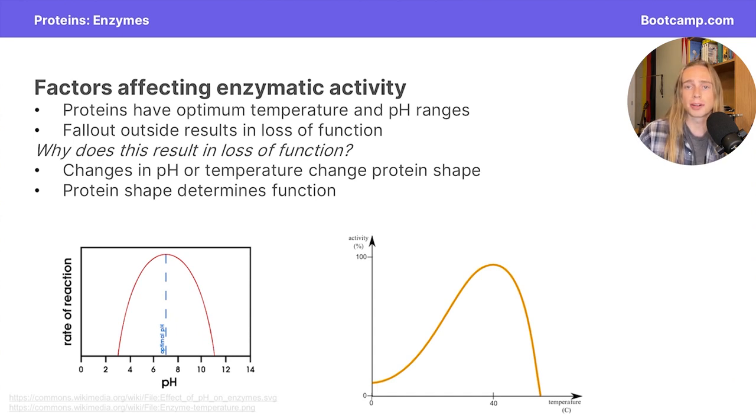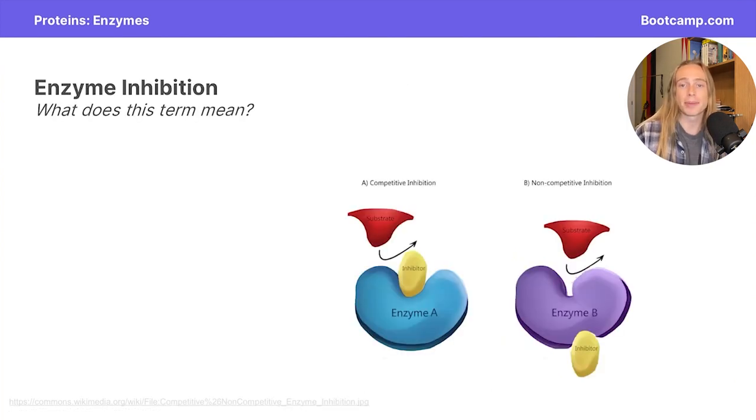Last week, we also learned that temperature and heat can be used to denature a protein. This is what we see happening here, and this is what results in this rapid drop-off as the enzyme becomes denatured and thus can no longer fulfill its function at all anymore. Next, we're going to talk about enzyme inhibition. So, what do you think this term might mean?